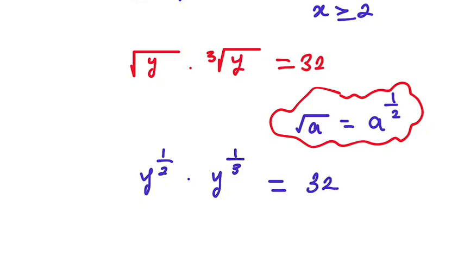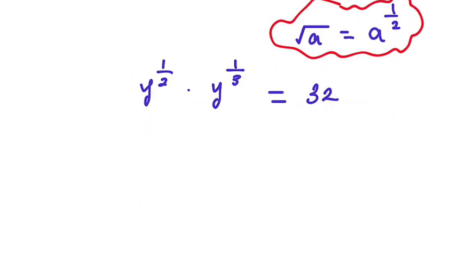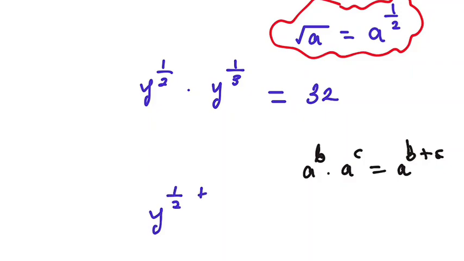Equals 32. Alright, so from here, the next thing we're going to do is that from the law of indices, when you have a to the power of b multiplied by a to the power of c, this implies that a to the power of b plus c. So that is, we are going to add the powers together, and that's going to be y to the power of 1 over 2 plus 1 over 3, then equals 32. Are you following?